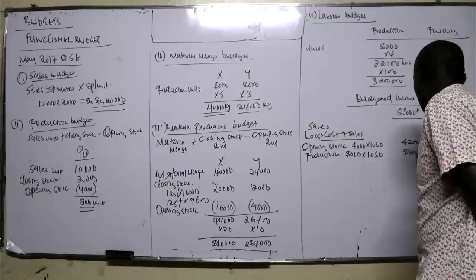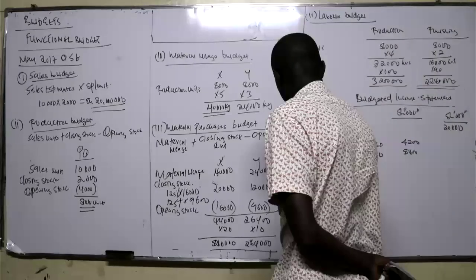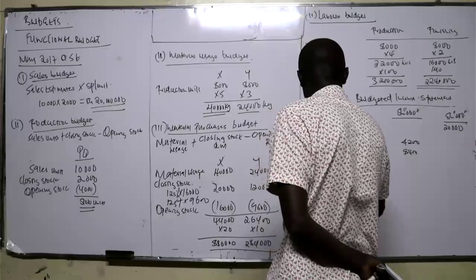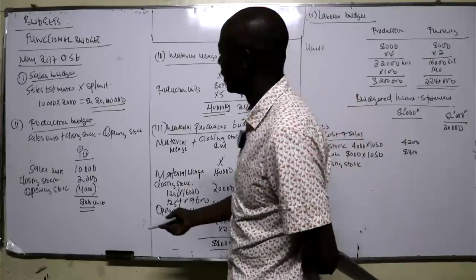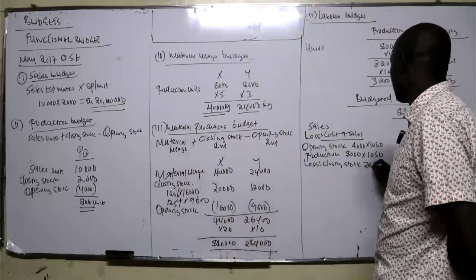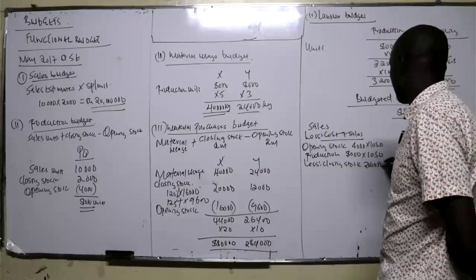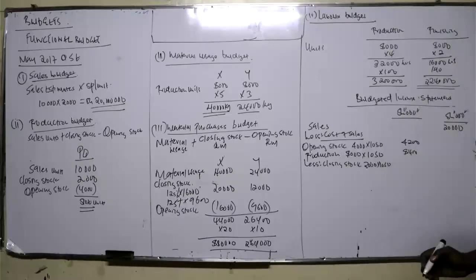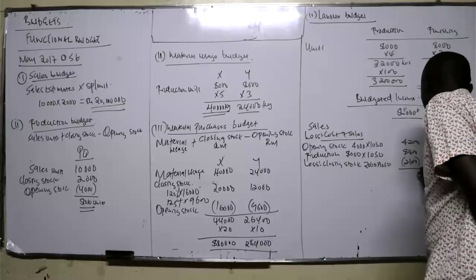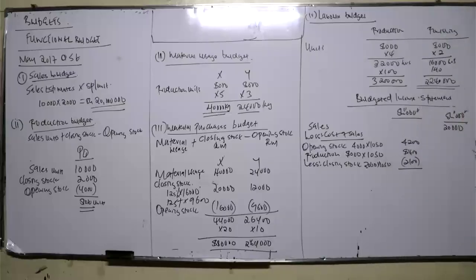8,000 units. Then you less closing stock. Closing stock, we already had done it. It is how much? 2,000 units. So 2,000 units times 1050. So how much do you get? 2,100. And then you subtract. What do you get eventually?